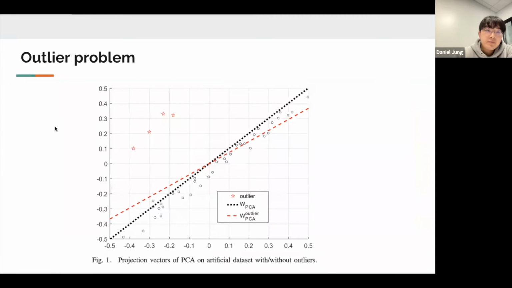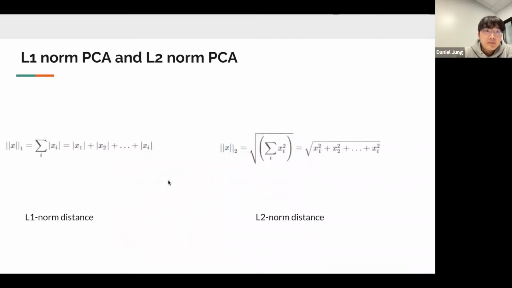The outlier problem: every machine learning model should not be prone to outliers. As you can see here, if there's an outlier in the PCA model, the model result changes dramatically. So this paper wanted to solve the outlier problem as well.